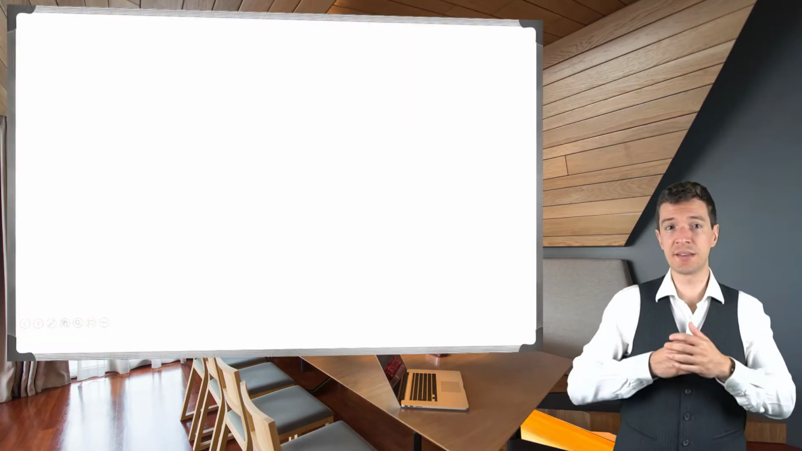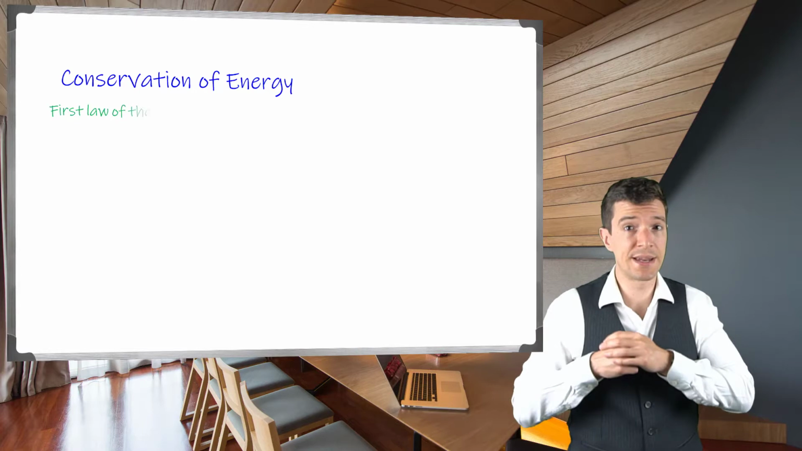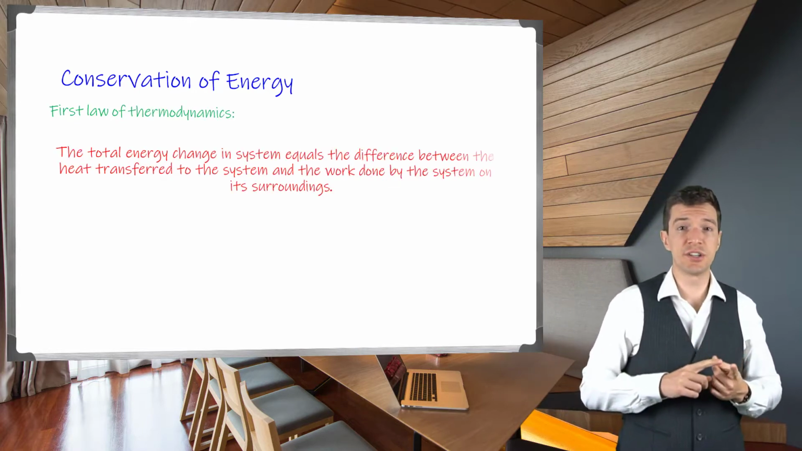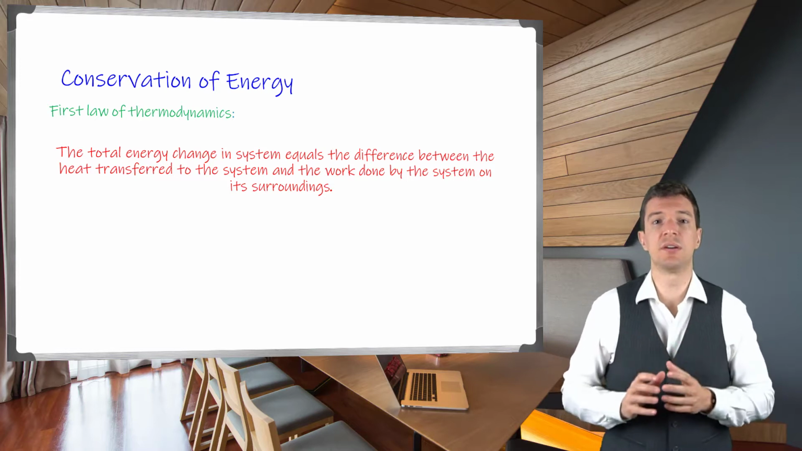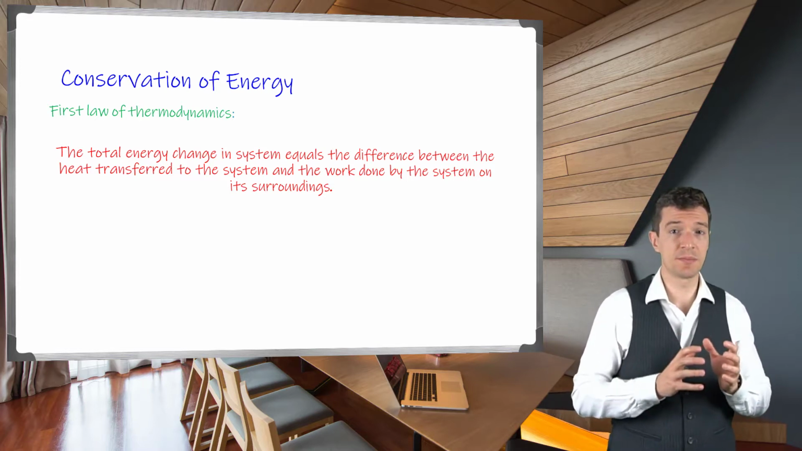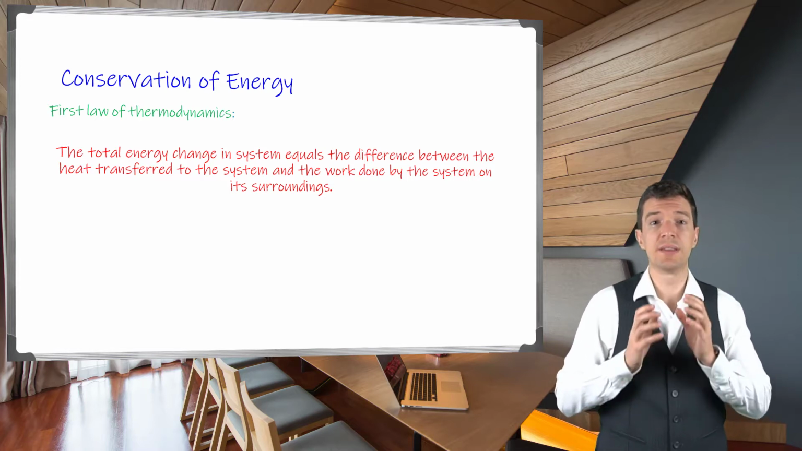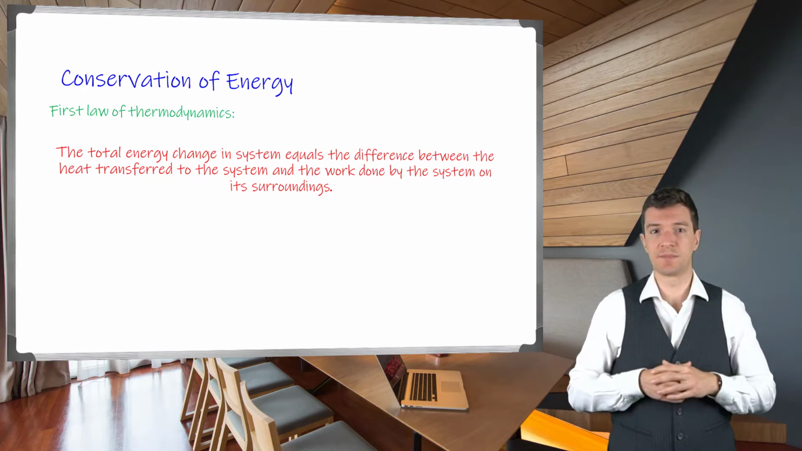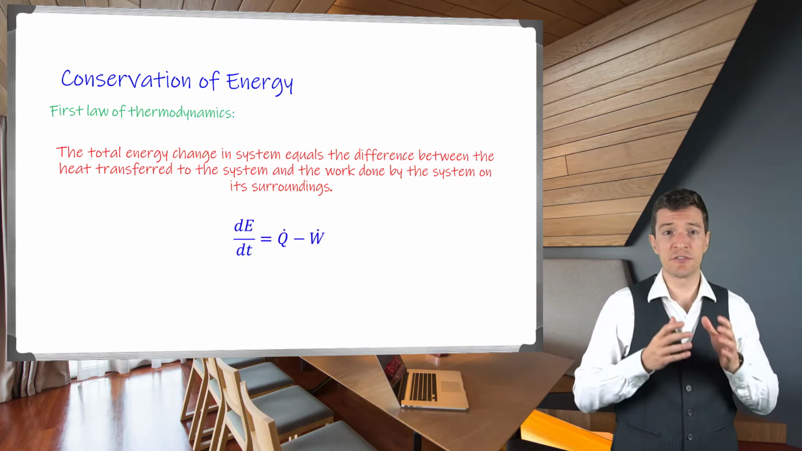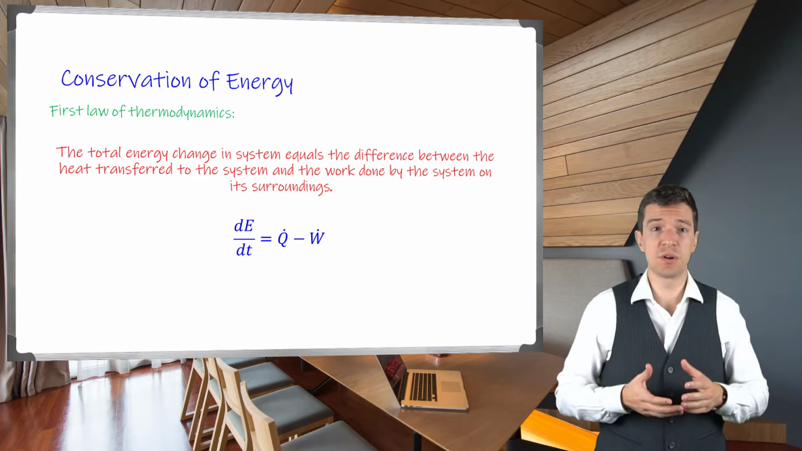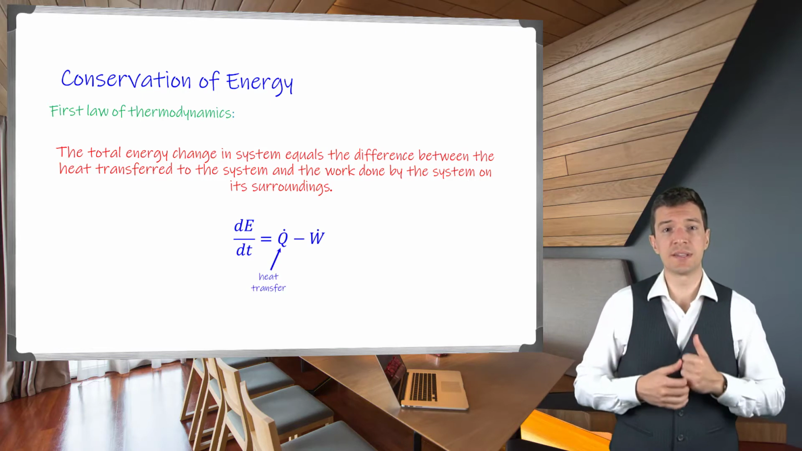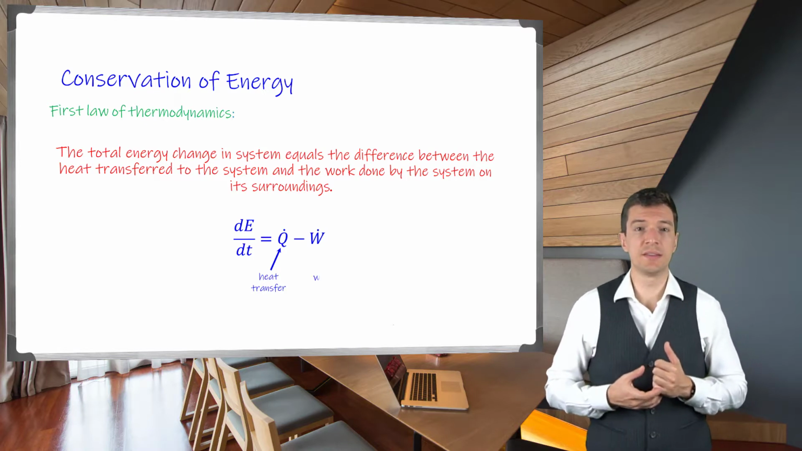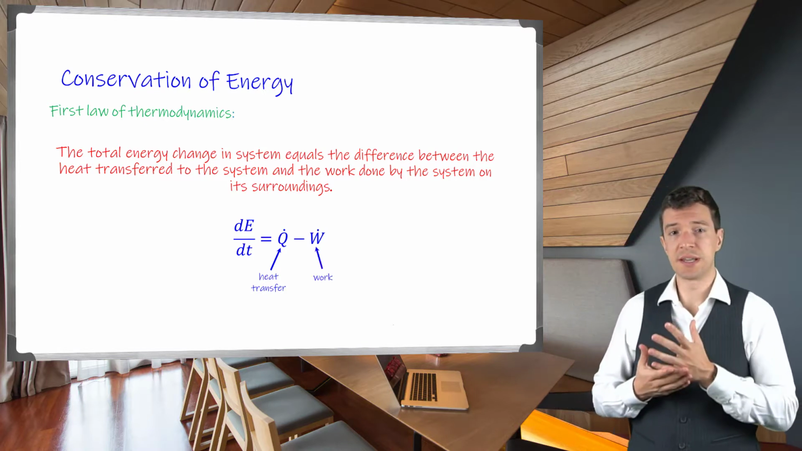Let's start with stating the first law of thermodynamics. The total energy change in a system equals the difference between the heat transferred to the system and the work done by the system on its surroundings. The Lagrangian form of this law is what we see here, where the Q term represents the heat transfer and the W term represents the work.